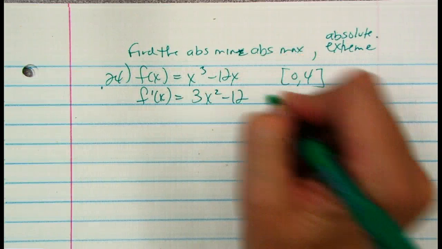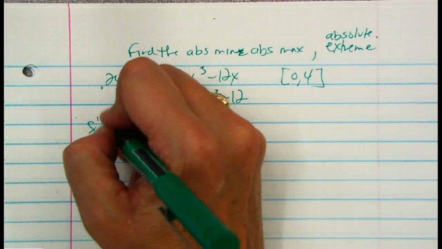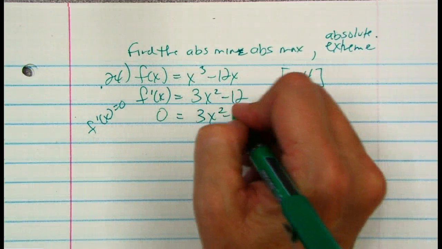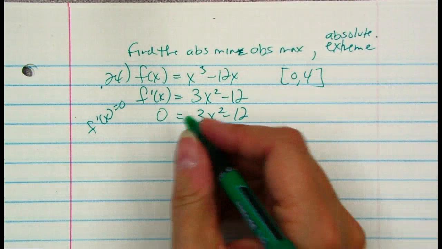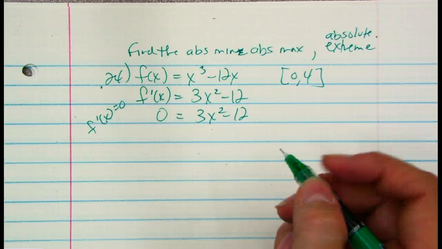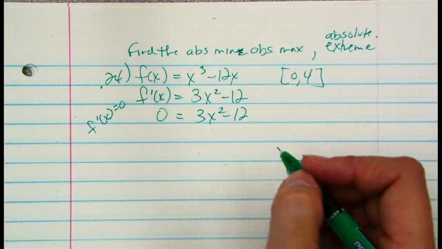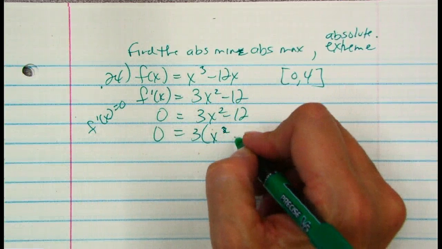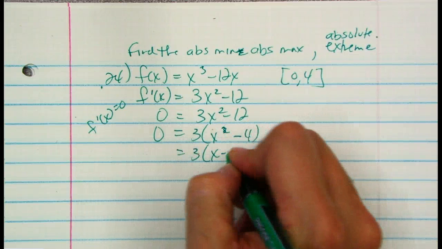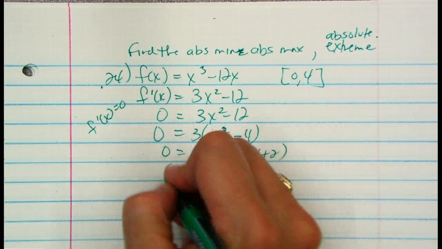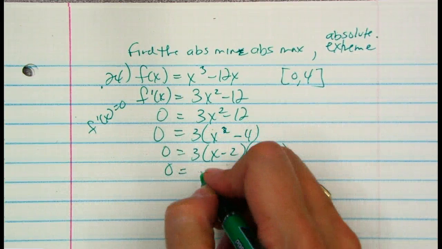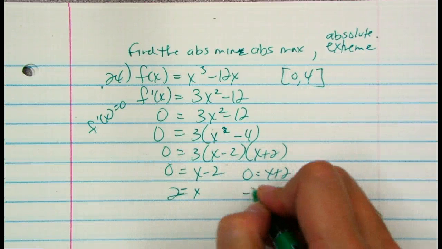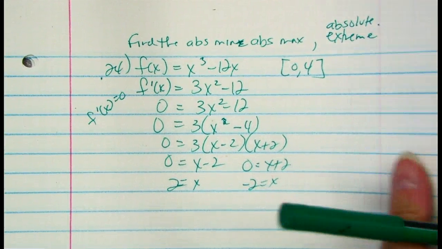3x squared minus 12. Done. For our critical values, that means where is my slope equal to 0? I'm going to test for that now. So I set f prime of x equal to 0, slope of 0. I am going to try some factoring here. We can factor out the 3, leaving x squared minus 4. That is a difference of squares. So that means I have x minus 2, that means x is 2, and x equals negative 2. So those are my two first critical values.